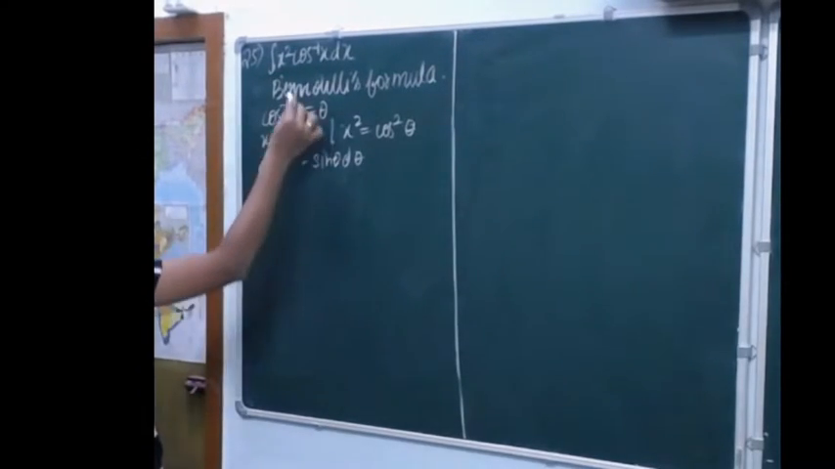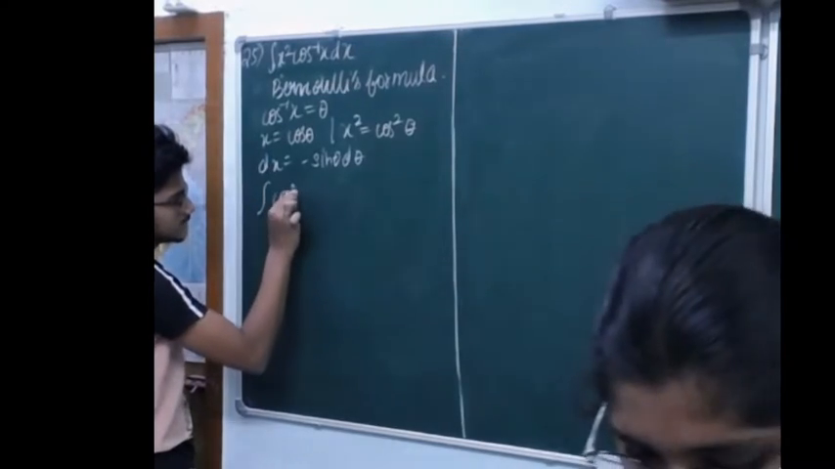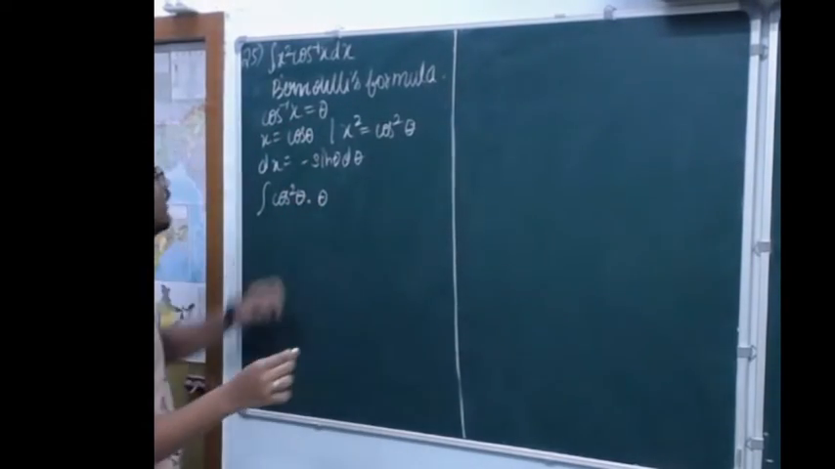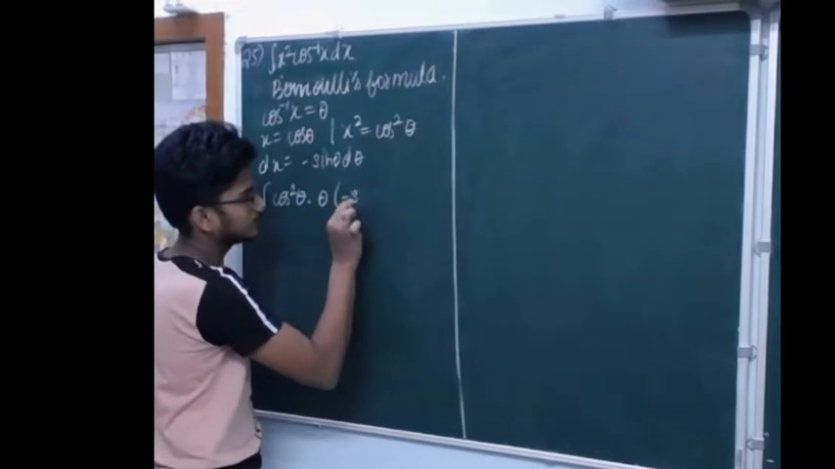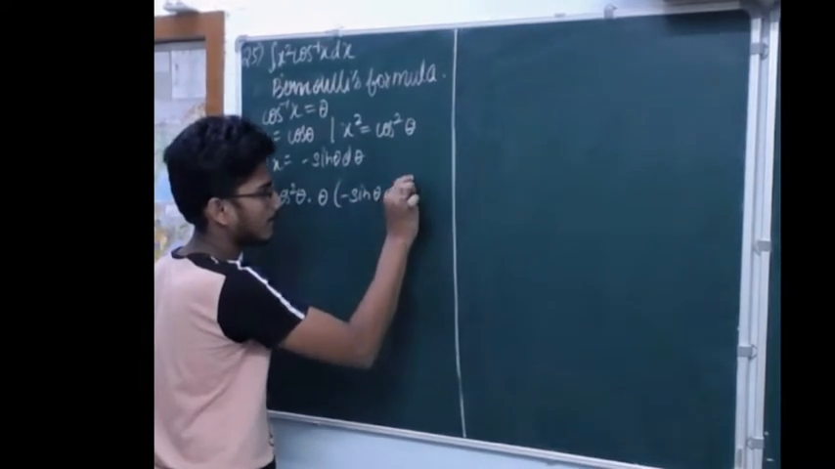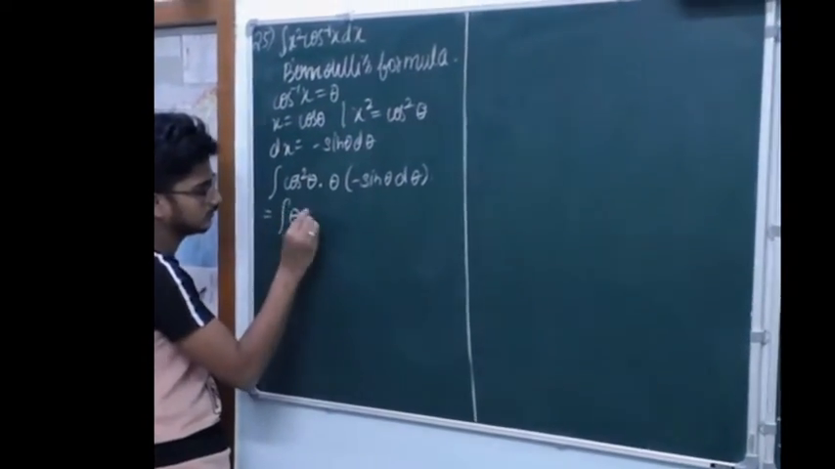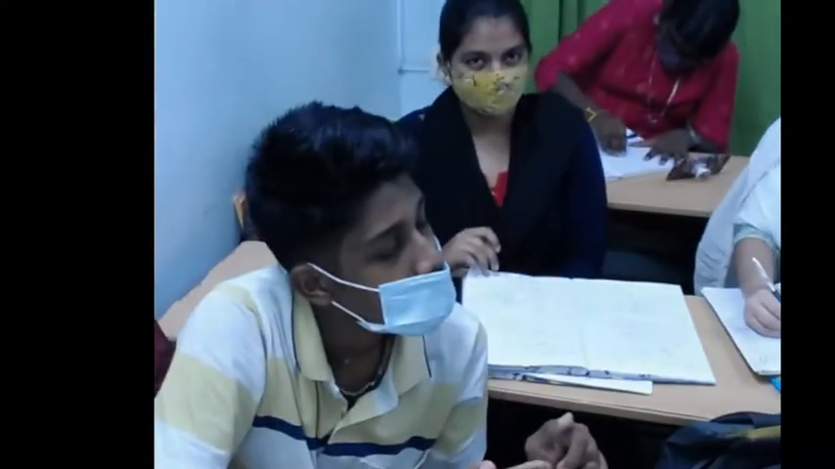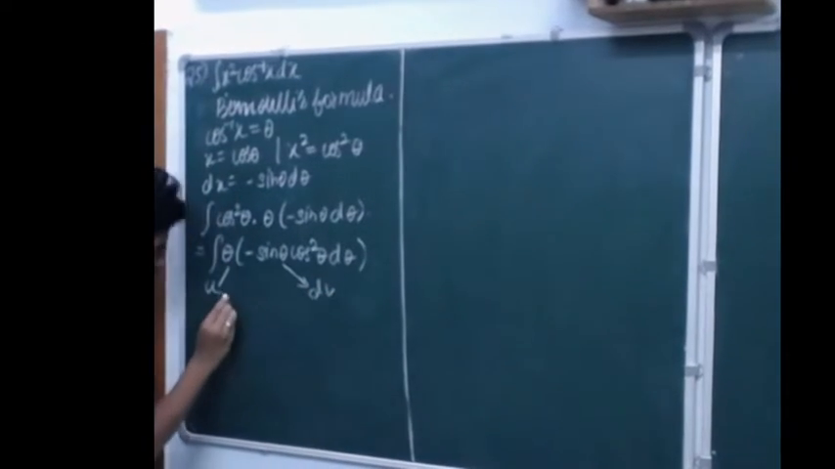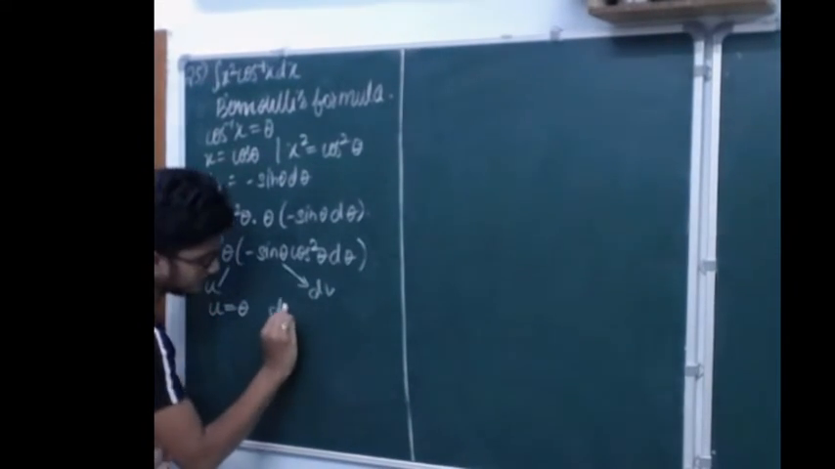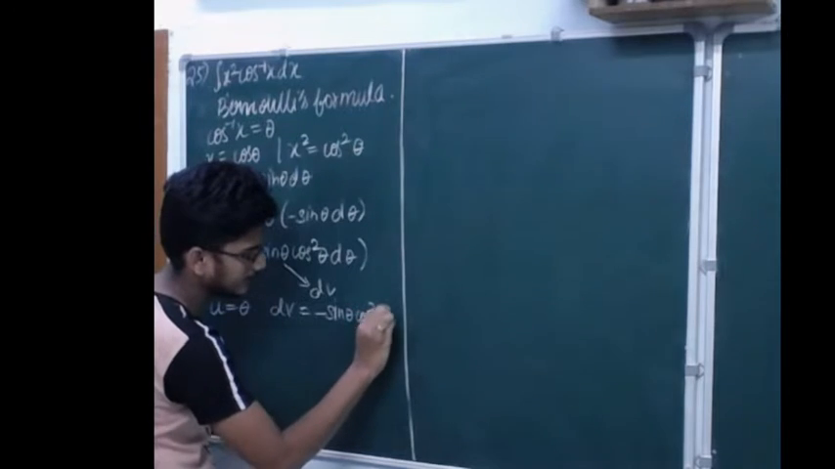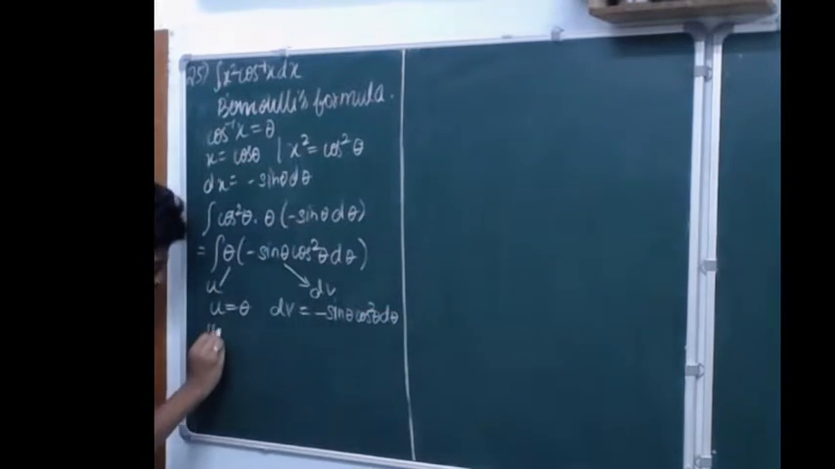So integral of x square is cos square theta, and the cos inverse of x is theta, and dx is minus sin theta d theta. So I am arranging it. So I am going to divide this into u and dv, that is u equal to theta and dv is equal to minus sin theta cos square theta d theta. So u dash equal to 1.